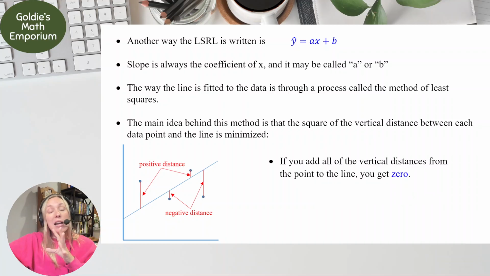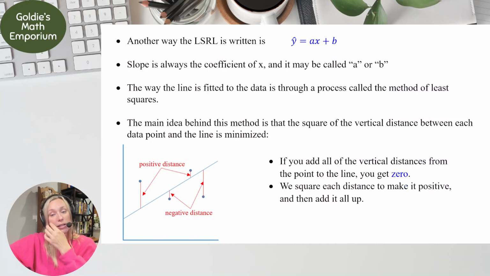Now, if you add up just all those vertical distances, you actually get 0. Fun fact, right? You get 0 when you add up all those vertical distances. So the method of least squares actually takes those distances, makes them positive, and then adds them all up. And it makes it positive by squaring it, right?